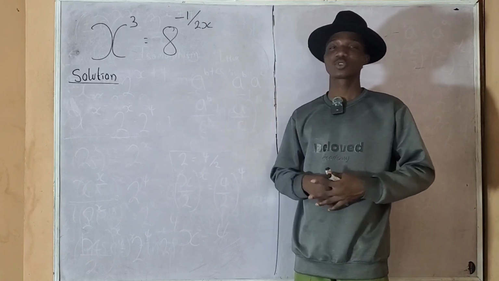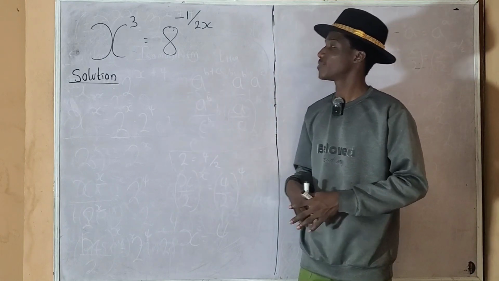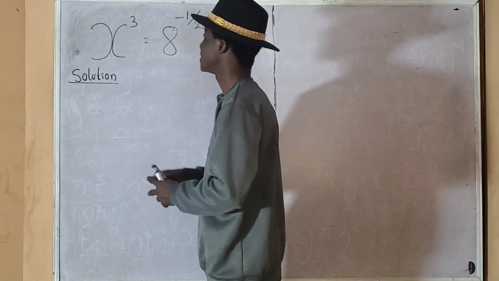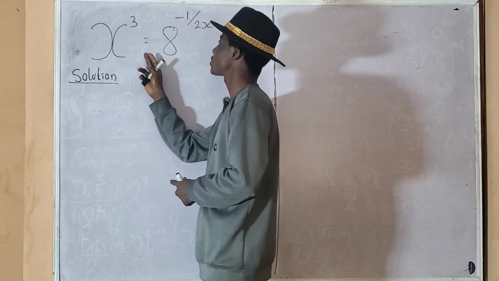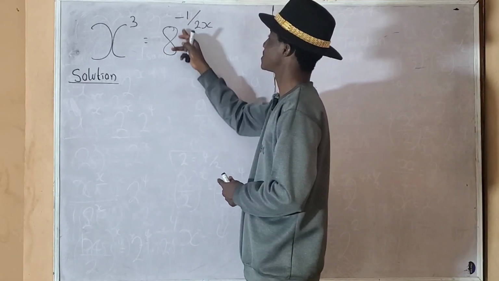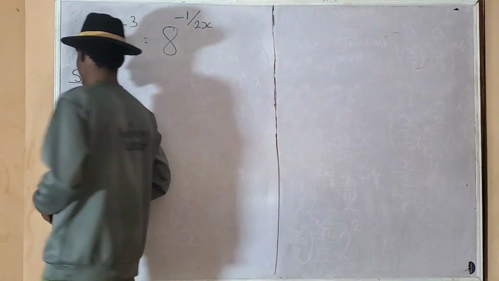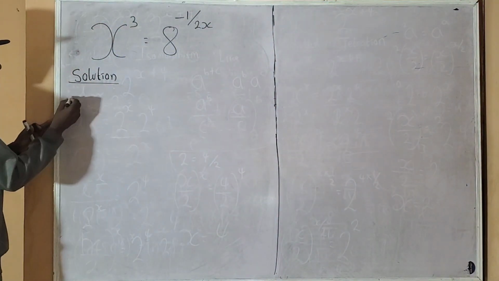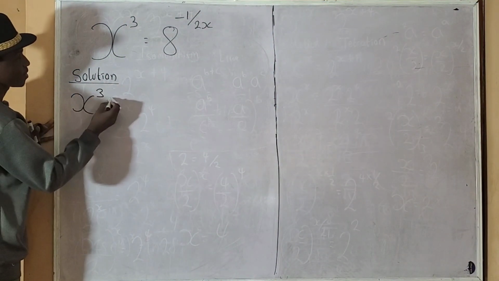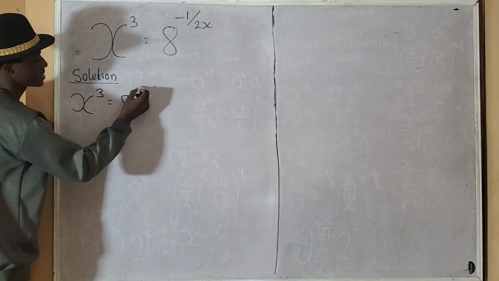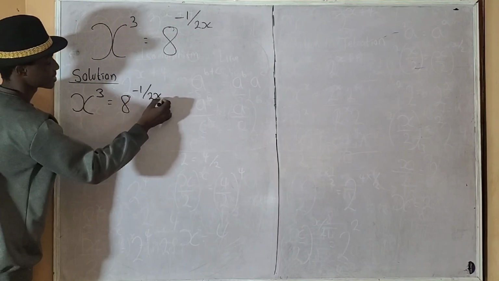Let me show you how to solve this question. We are asked to find the value of x in x raised to the power of 3 equals 8 raised to the power of negative 1 over 2x. To solve this question, approach it like this. x raised to the power of 3 equals 8 raised to the power of negative 1 over 2x.